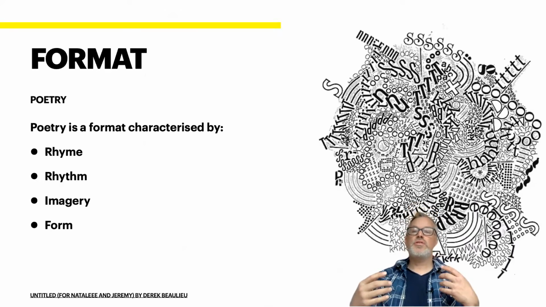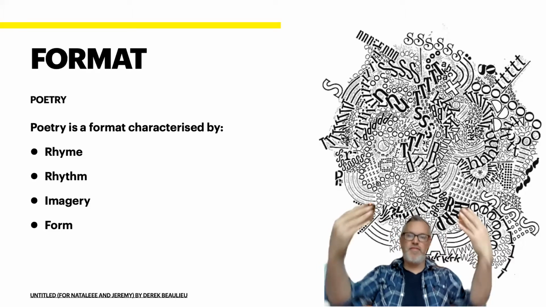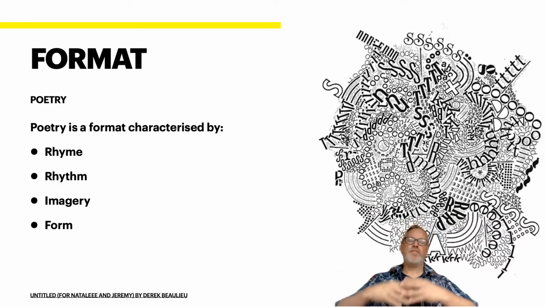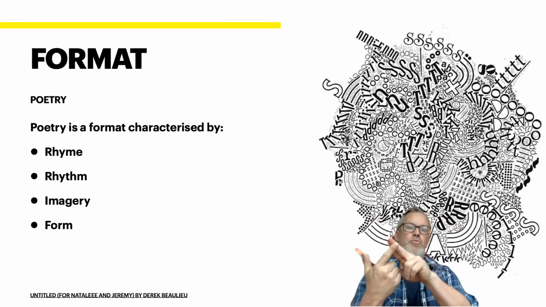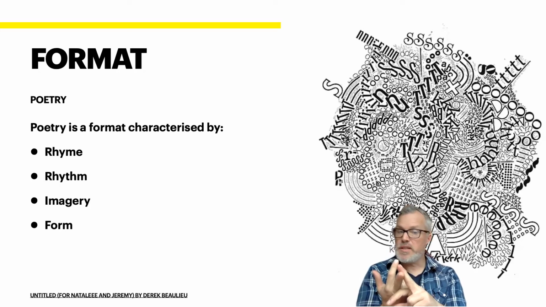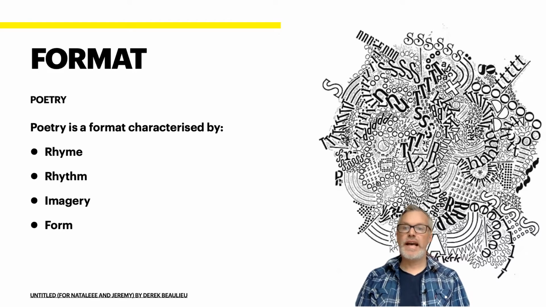Today, we're going to continue discussing poetry as a form or format. And we've said already that poetry is characterized by rhyme, rhythm, also called meter, imagery, description in other words, and its form. Today, we're going to look at rhythm.